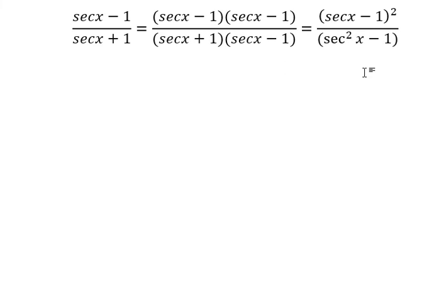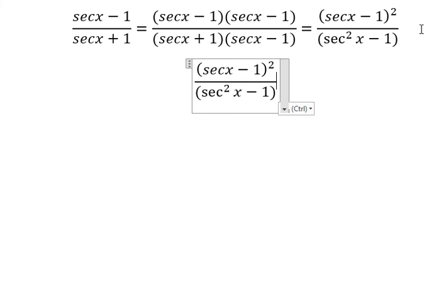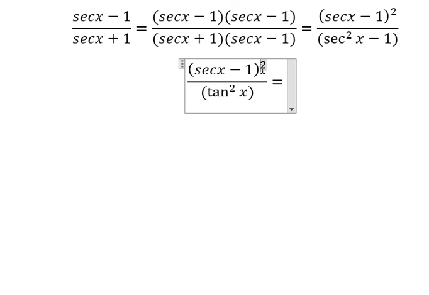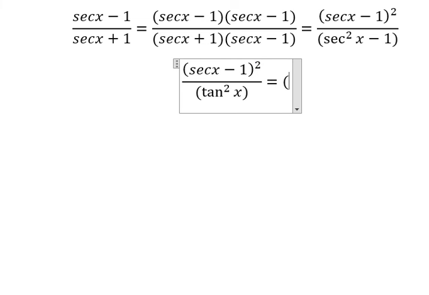So we know that secant of x squared minus 1 we have tan x squared. Because we have the power 2 and the power 2 in here, so we can put like this.